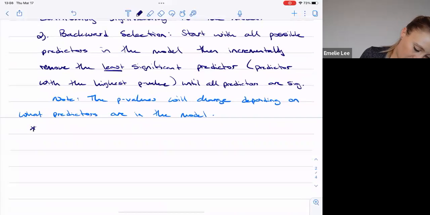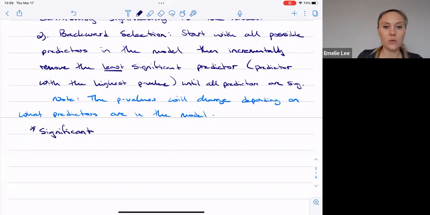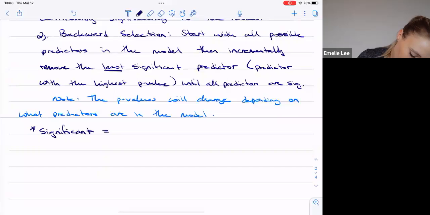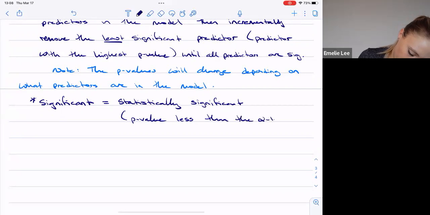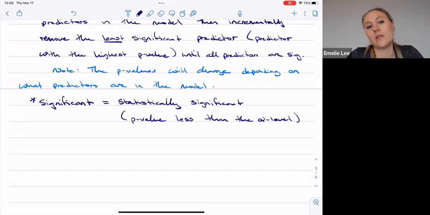And just as a side note, I think I've said it a couple of times: when I say significant, we mean statistically significant, which is the p-value less than the alpha level. It depends on what you use as your alpha level, but usually it's 0.05.